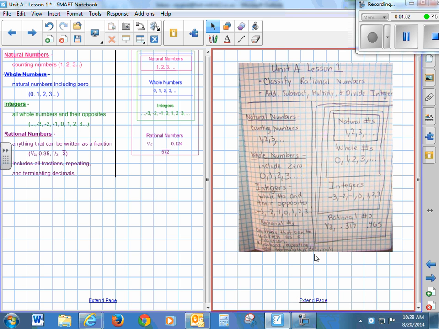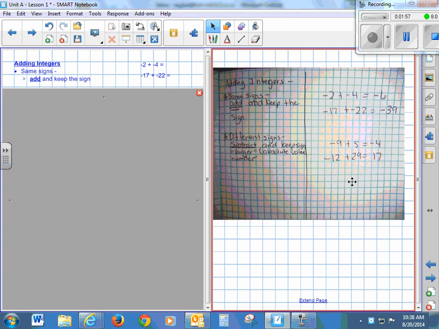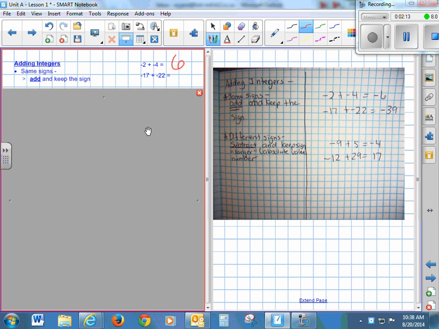Notice I've run out of room, so I'm going to have to go to the next page. So I just start with a vertical line on the next page. There's the vertical line. So we're going to start with adding integers. The same signs, we're going to add and keep the sign. So we have an example, -2 plus -4. Signs are the same, so I just add them. 2 plus 4 is 6, and it's going to be -6. The next one is -17 plus -22. Well, 17 plus 22 is 39, and that would give me -39. And there it is on your notes.